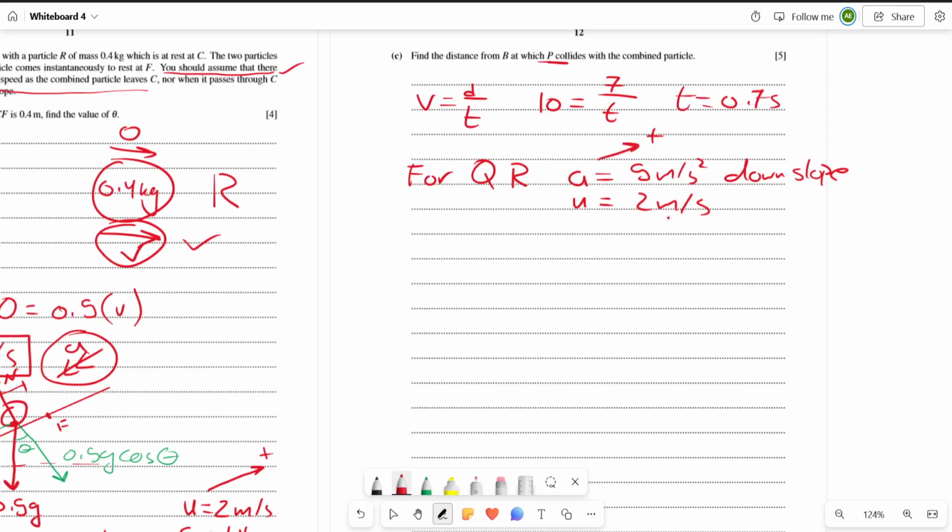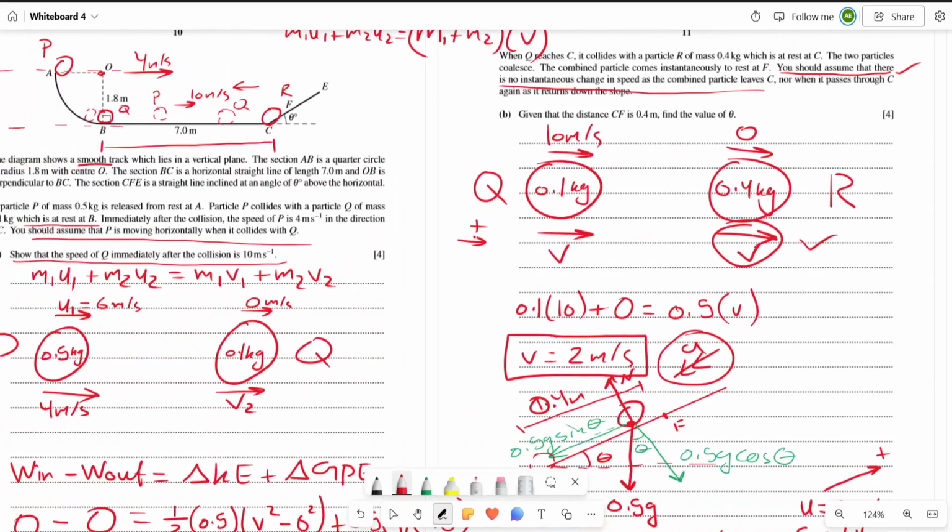So the u is going to be positive because it's pointing up the slope. However, the acceleration is going to be negative. So this negative makes me erase the down slope part. So I have a, I have u, I have the displacement.